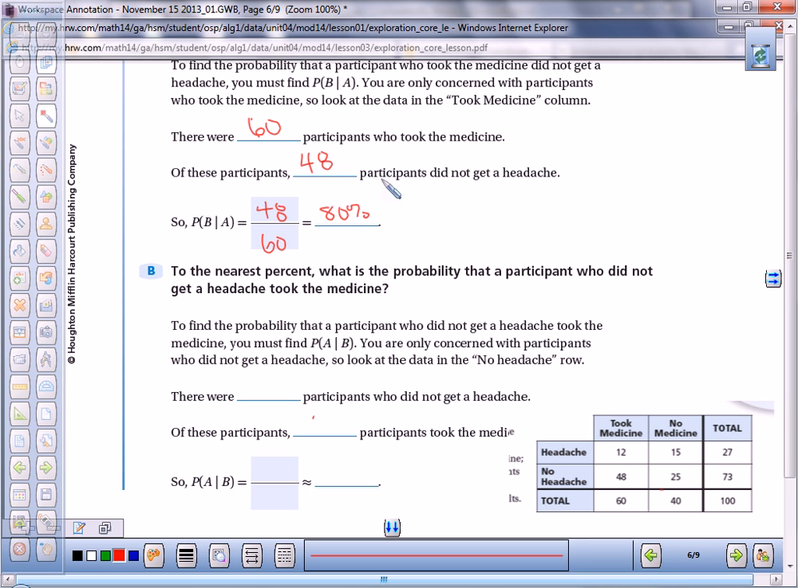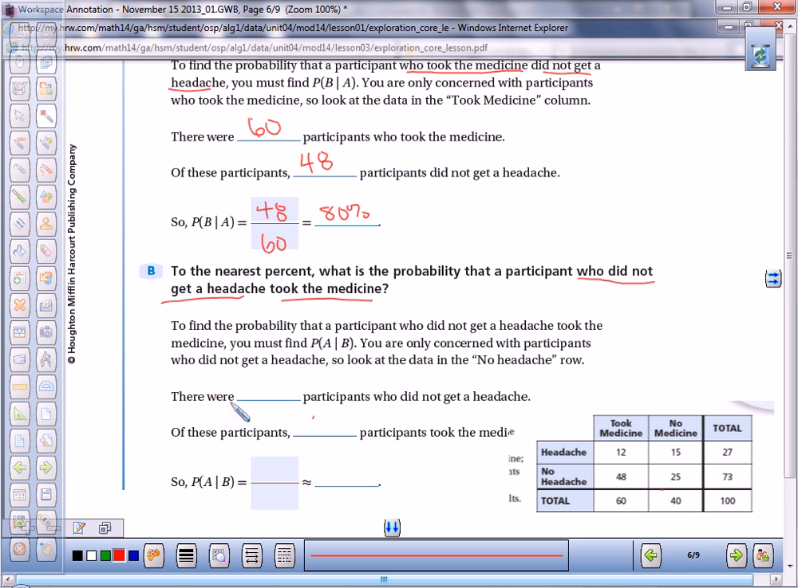All right, so in this case, we were doing the ones who took the medicine but did not get a headache. Now, let's look at it slightly differently. This one asks us to find the probability that a participant who did not get a headache took the medicine. Do you see how it's kind of flip-flopped?